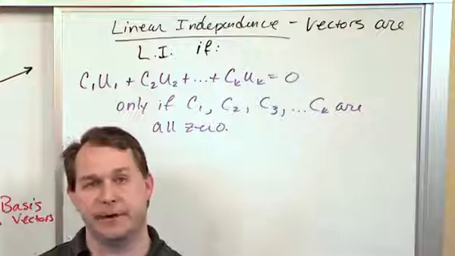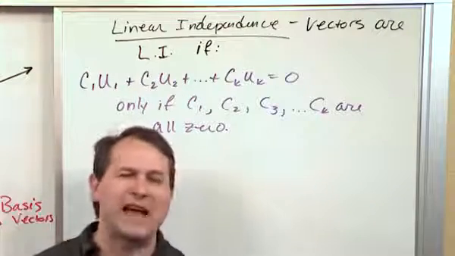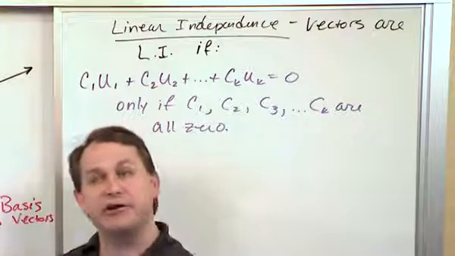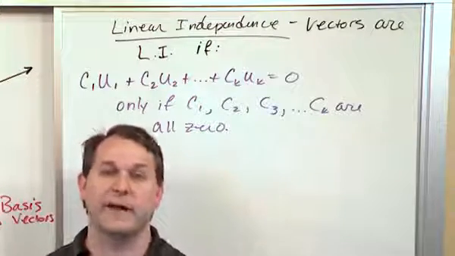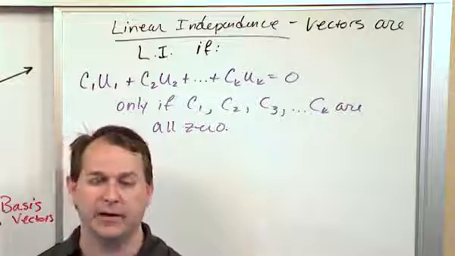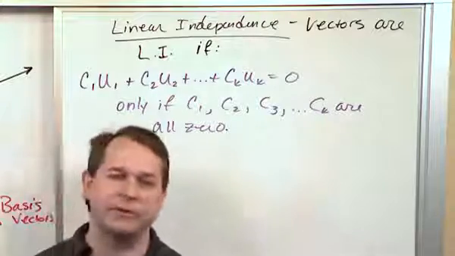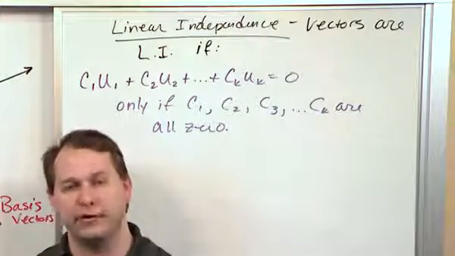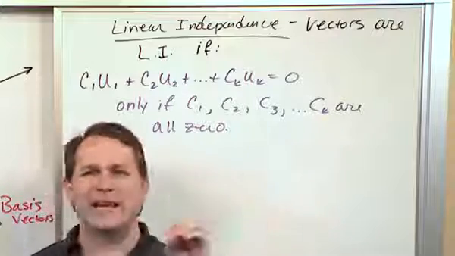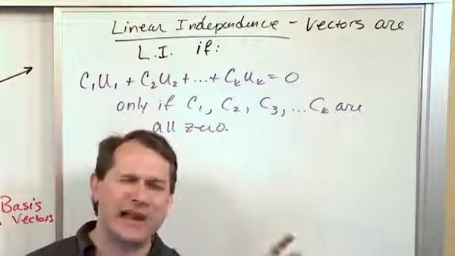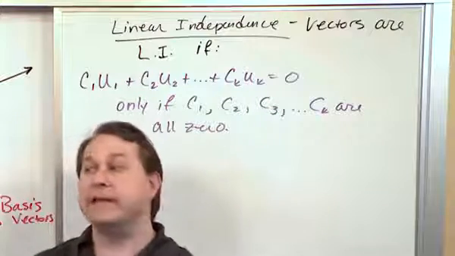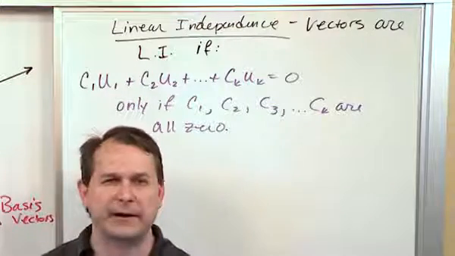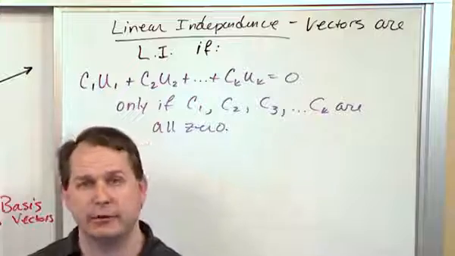We're trying to see if they're independent. Vector 1 should not be able to be written as a combination of vector 2 and 3. Vector 2 should not be able to be written as a combination of vector 1 and 3. Vector 3 should not be able to be written as a combination of vector 1 and 2. So no matter what vector you pick in your set of vectors, it should not be able to be written as a linear combination of any of the other vectors. Only then are all three vectors, or however many you have, considered to be linearly independent.